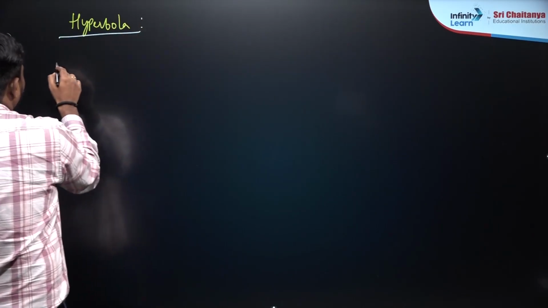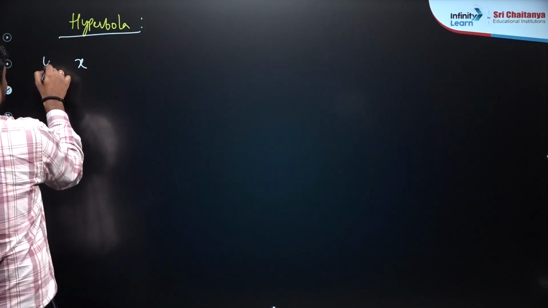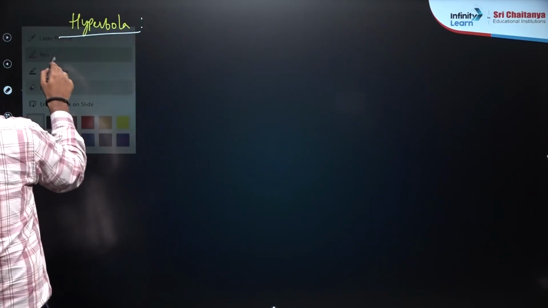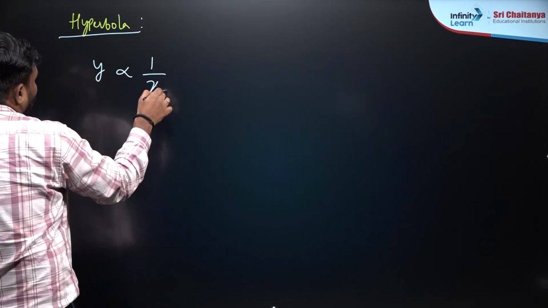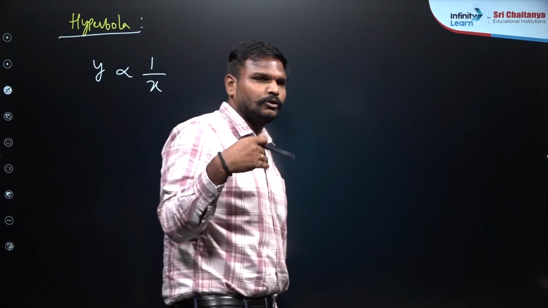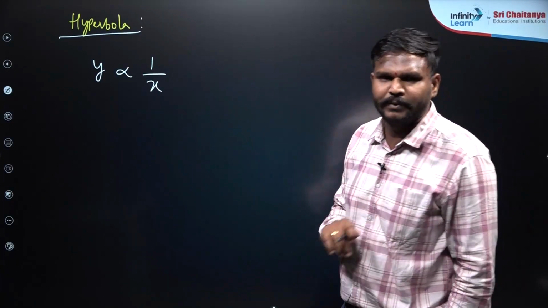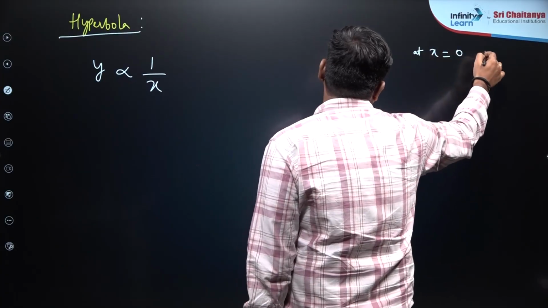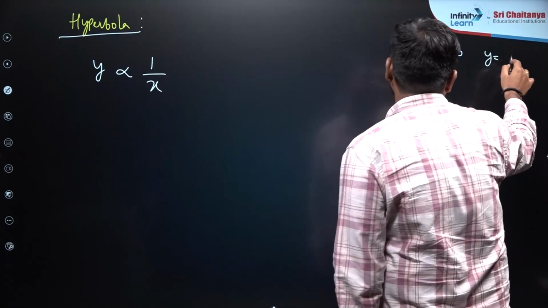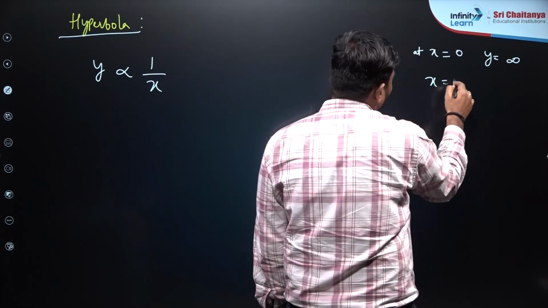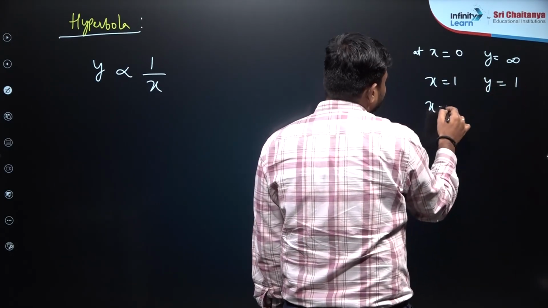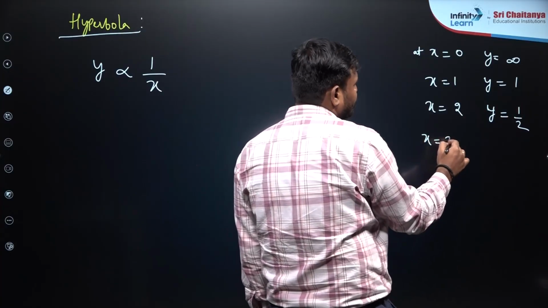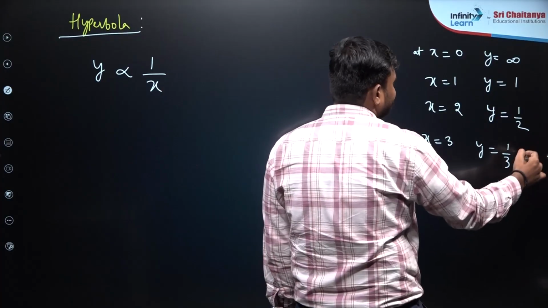Hyperbola. Hyperbola is very simple, sir. Y and x should be inversely proportional to each other. If x power is 1, then y power should be minus 1, or if y power is 1, x power should be minus 1. And let us say at x is equal to 0, y will become 1 by 0, that is infinite, undefined. At x is equal to 1, y would be 1. At x is equal to 2, y would be half, 0.5. At x is equal to 3, y would be 1 by 3, 0.3.